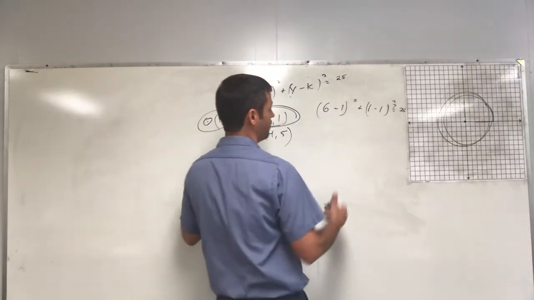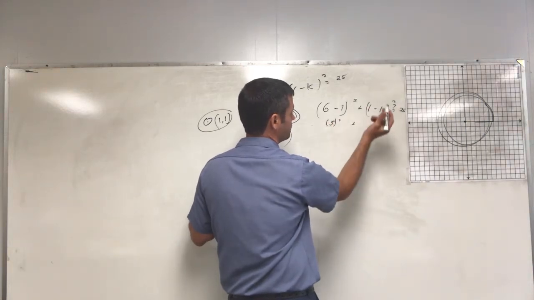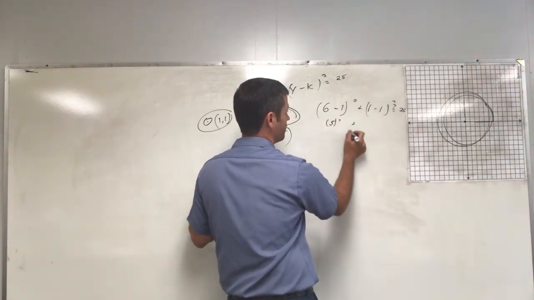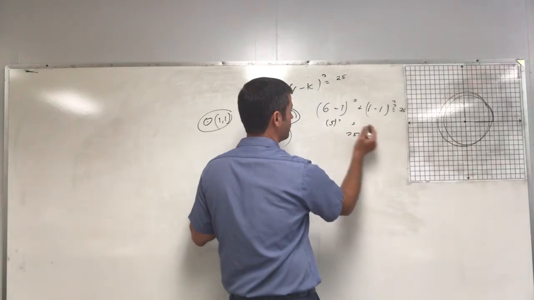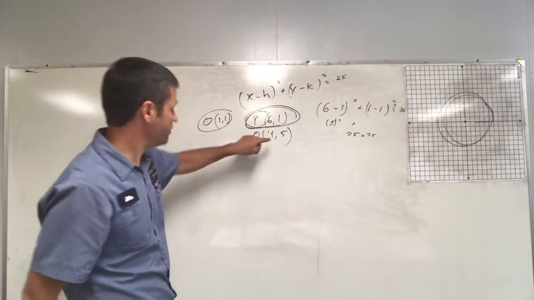So in this case, we can see already it's going to work. 6 minus 1 is 5, so 5 squared is 25, plus 1 minus 1 is 0, 0 squared is 0, so 25 equals 25. So we verified that it's true for point P, and then do the same thing for point Q.